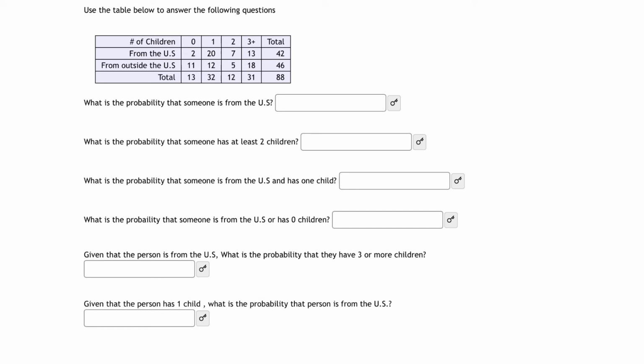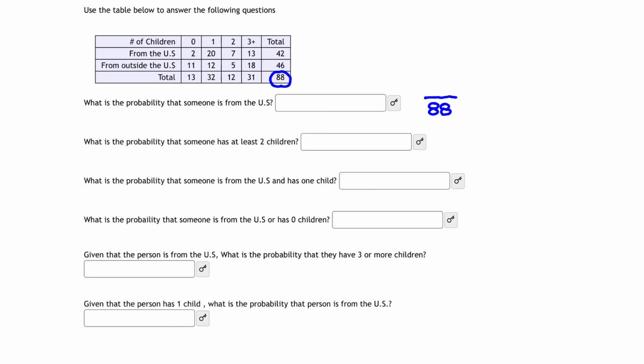Now this problem is just a simple probability, right? And how do we get the probability that someone is from the U.S.? Well, we have to start by looking at the total number of people considered. And the total number of people considered is actually 88. It's this little one here in the right corner. So there are 88 possible people considered in this table.